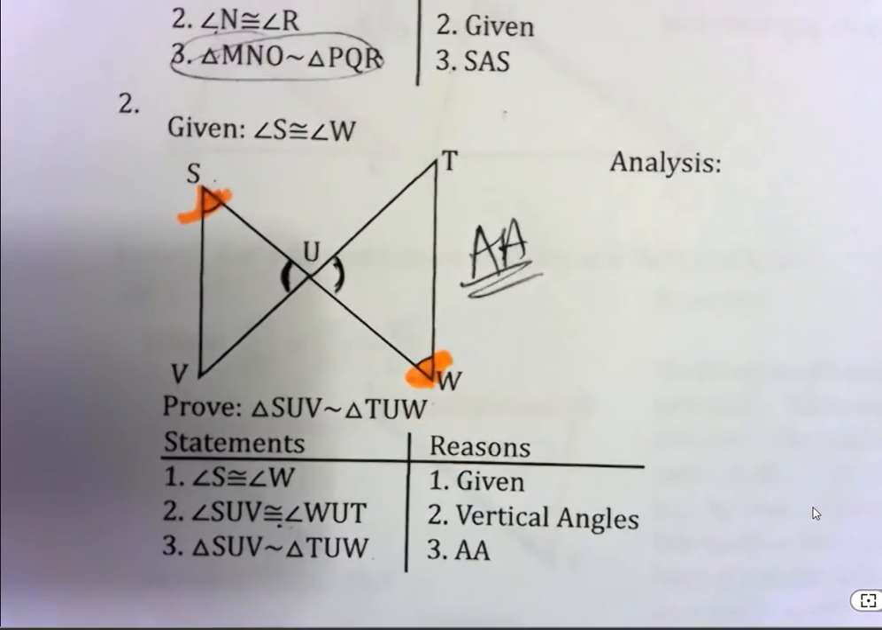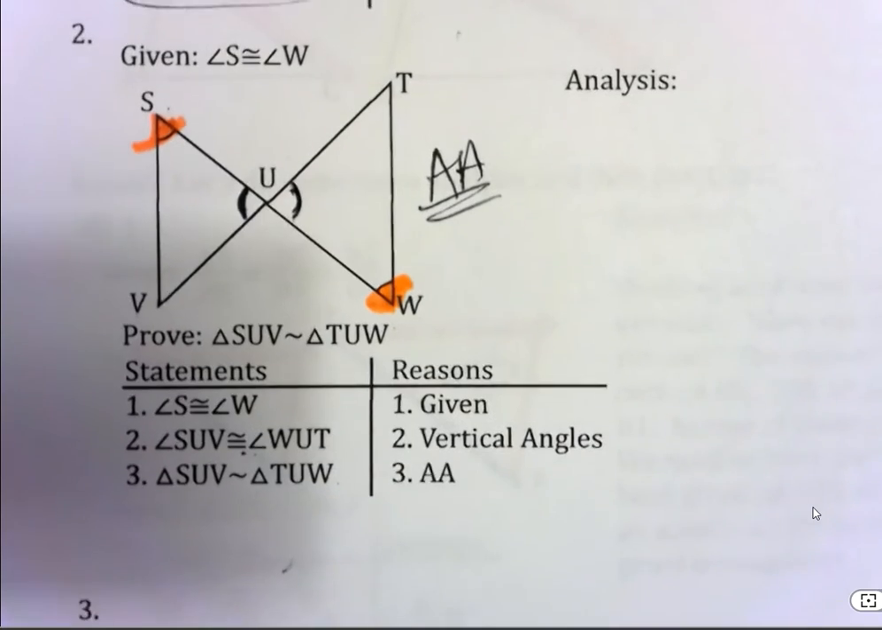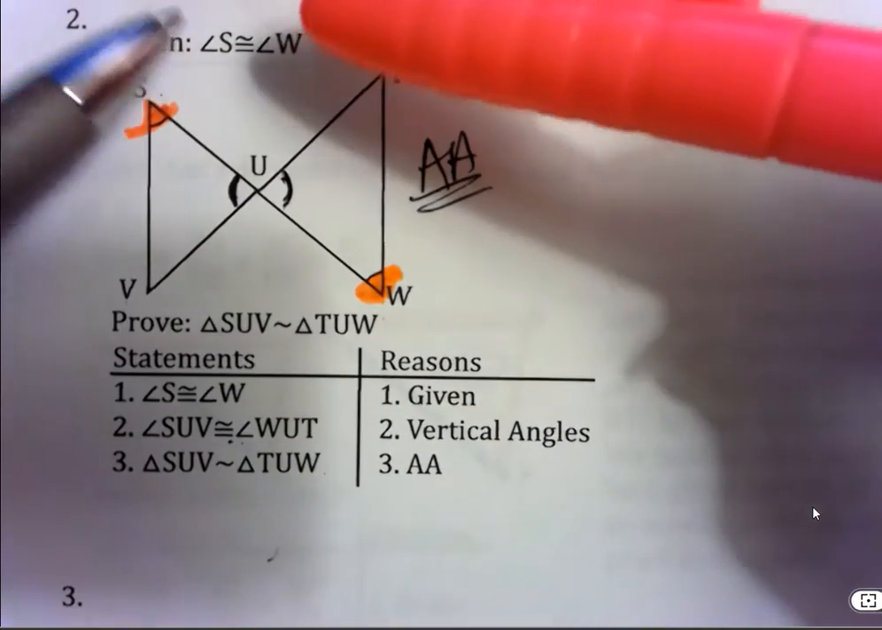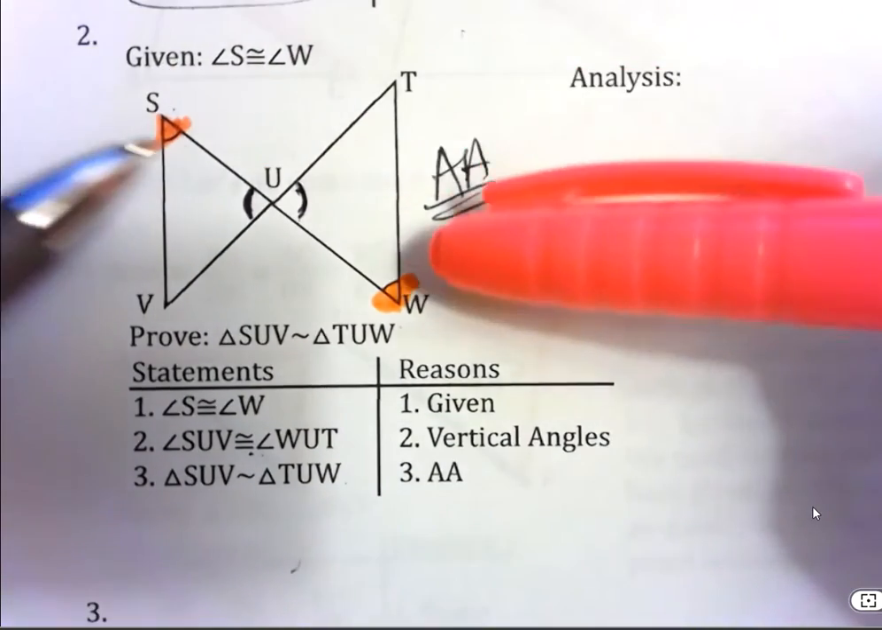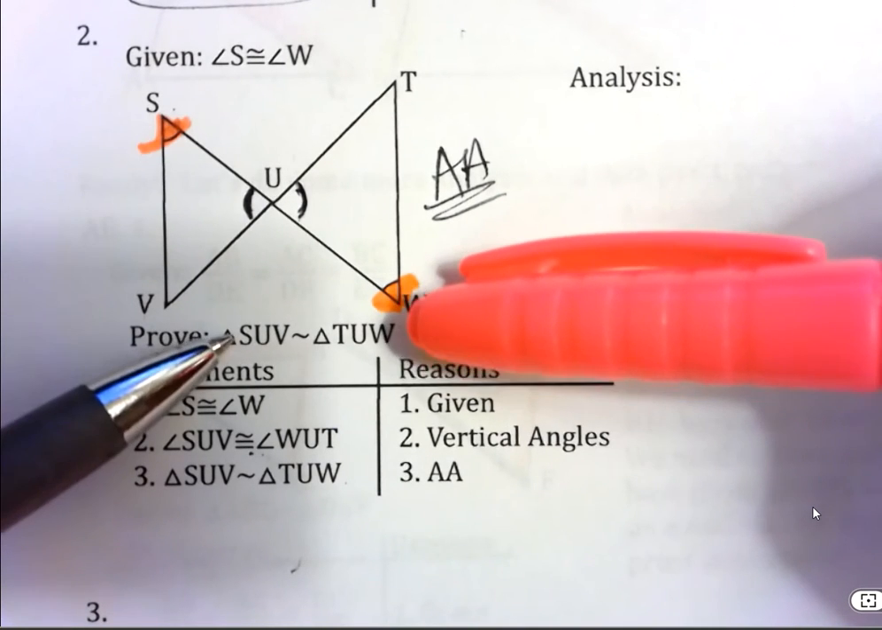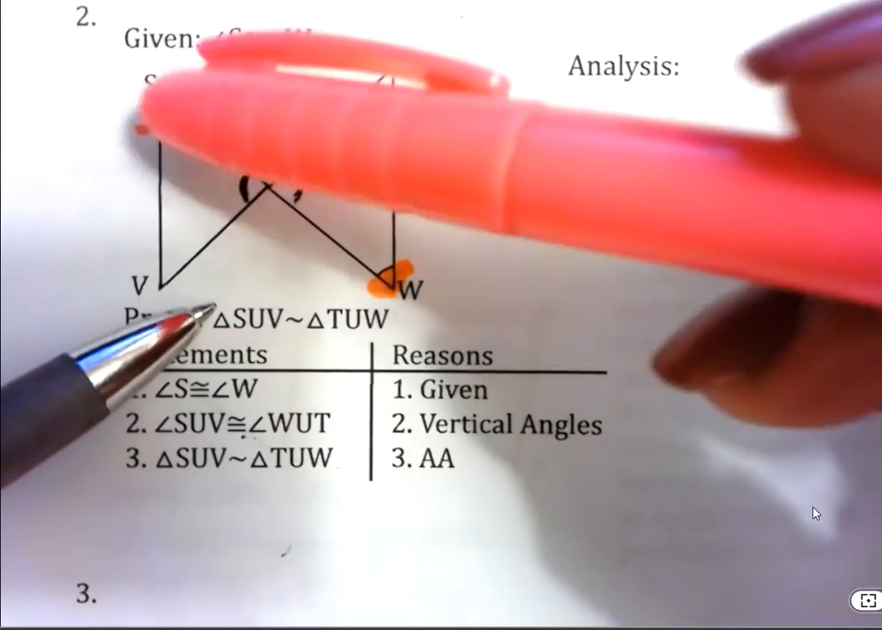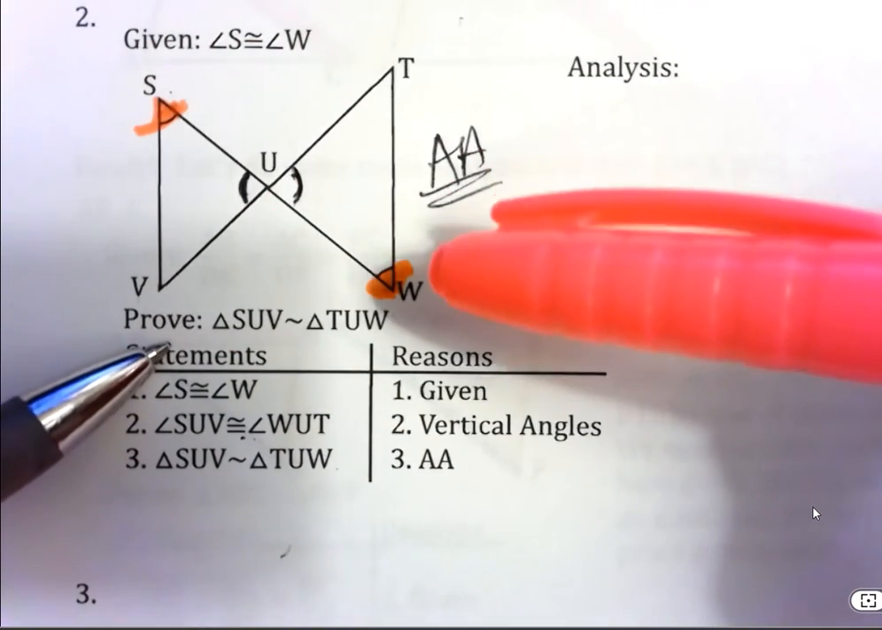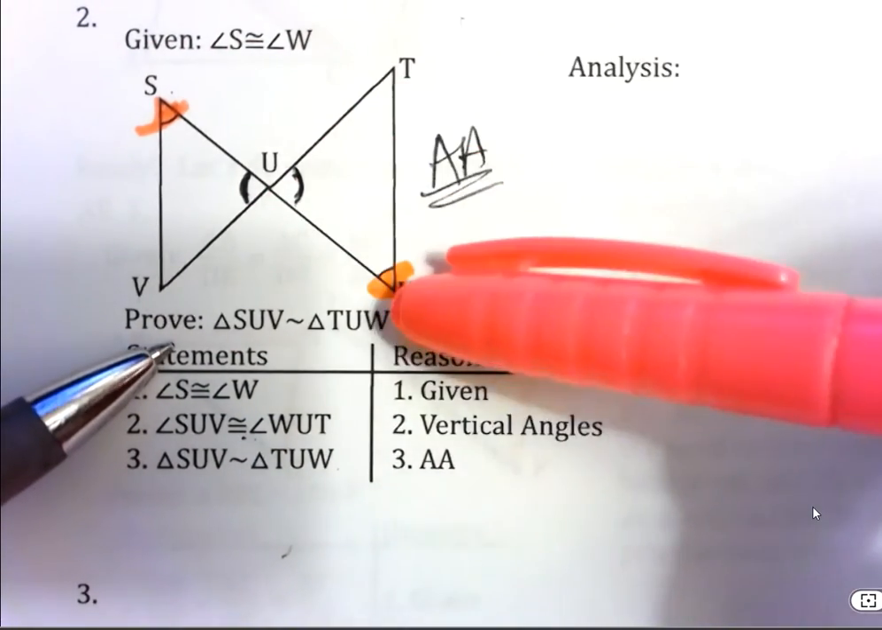Yes, I know these are easy, but this is how you start so you kind of remember how to do these. You're given that angle S is congruent to angle W. So that's this initial information that I color-coded orange. And you're asked to prove that triangle SUV is similar to triangle TUW.